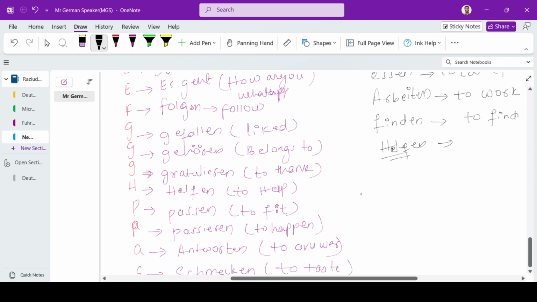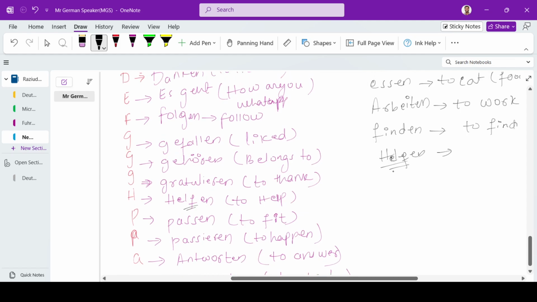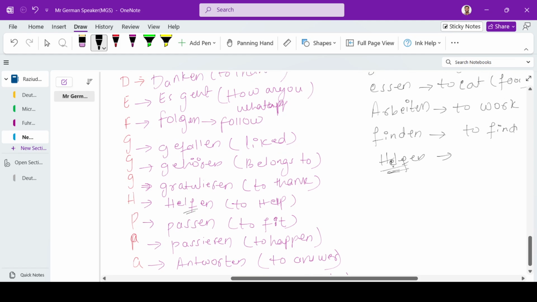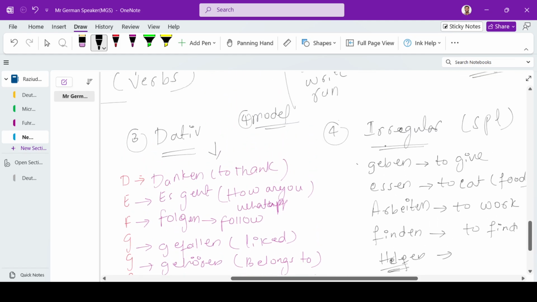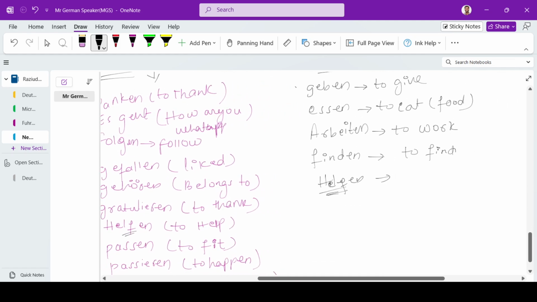Because some of you might get confused. Here we have helfen as a dative verb, and then we have also written helfen as an irregular verb. Yes, it is possible, because it's not a main category, but we call it a special status or special category. Okay, helfen is like to help.